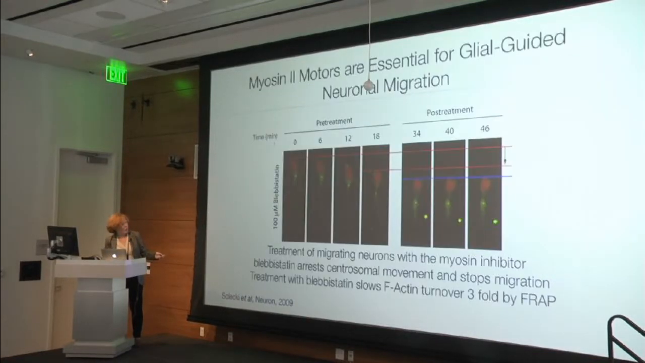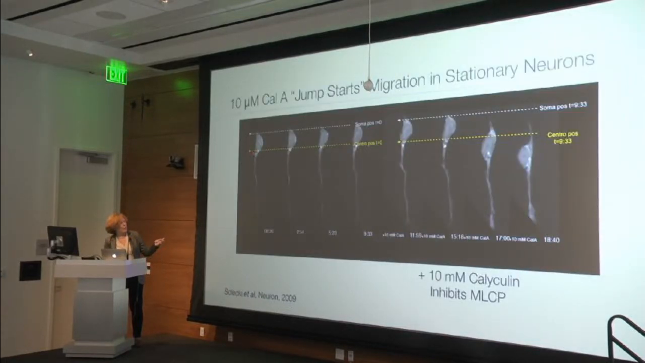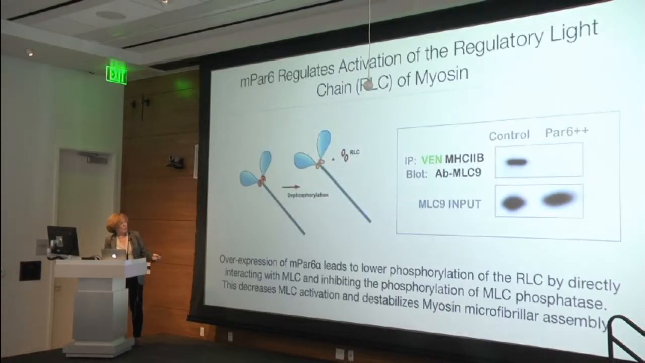We also looked at myosin motor fibril, and we could use an inhibitor of that and show that this also perturbed migration, or you could do it the other way around and take calyculin, which jumpstarts myosin fibril assembly, and show that then you could send the neuron migrating down its way. So finally, in this series of things, if you perturb PAR6 levels, you also perturb assembly of the myosin fibrils by perturbing phosphorylation of the regulatory light chain of myosin.